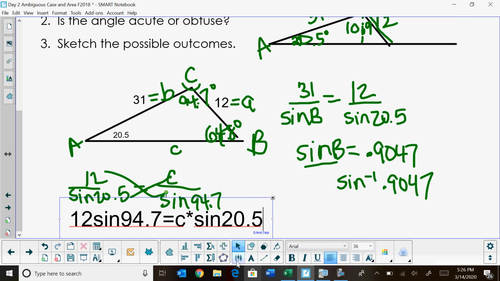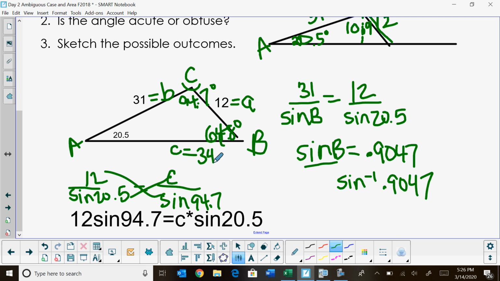So that's 34.2. Now let's use our number sense. The smallest angle is 20.5. The smallest side is 12. The middle sized angle is 64, so the middle length is 31. The largest angle is 94.7, so the largest side opposite it is 34.2. So number sense, that's all working. So there is triangle 1. We've solved it.